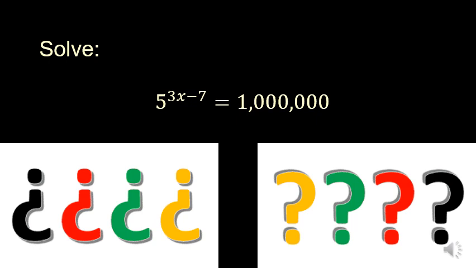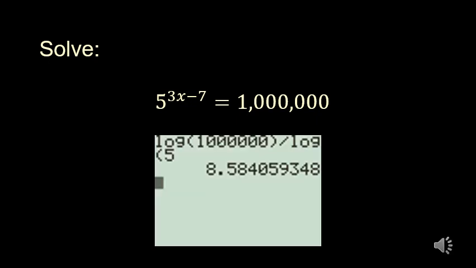We're going to divide logs, and basically then we're going to solve an Algebra 1 problem. So I start by doing exactly what you probably would have expected. I'm going to take the log of a million divided by the log of 5, and I get an answer. And I could either write down that answer, or better yet, just leave it on my calculator because we're about to keep going from there.